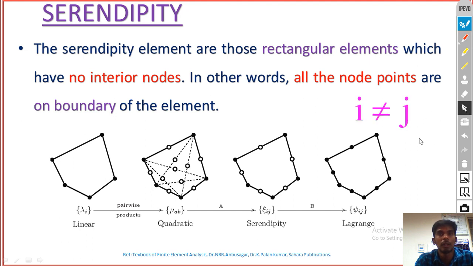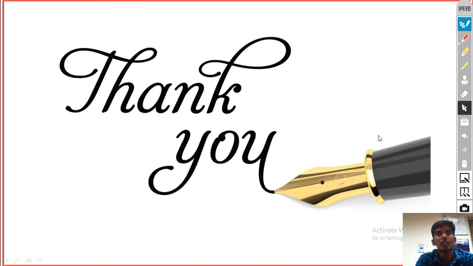Thank you very much. One more point we can include: here i and j are not equal. The number of round circles is 1, 2, 3, 4, 5, and the ith and jth nodes are not evenly distributed.